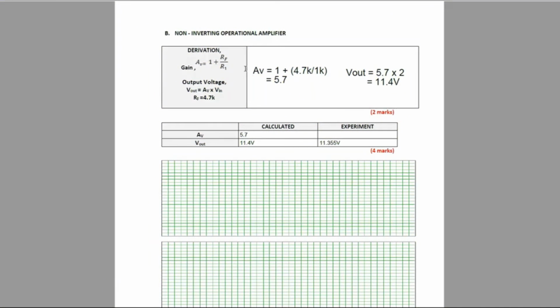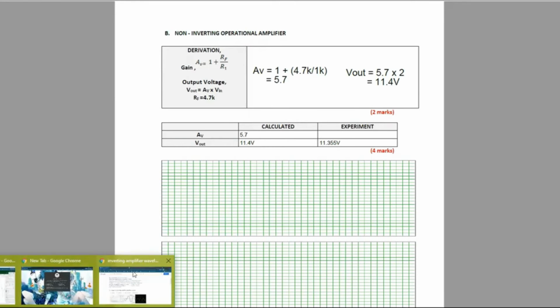From the calculation for the non-inverting amplifier, the gain is equal to 1 plus RF over R1. From the calculation we get a gain of 5.7. For Vout, gain times input voltage, so 5.7 times 2 is 11.4 volt. So from the calculation and the experimental result we get an almost similar output voltage.